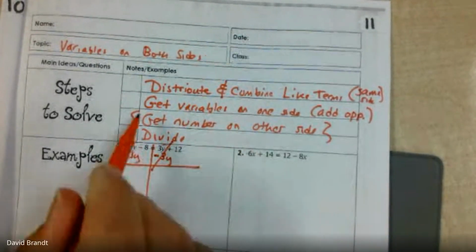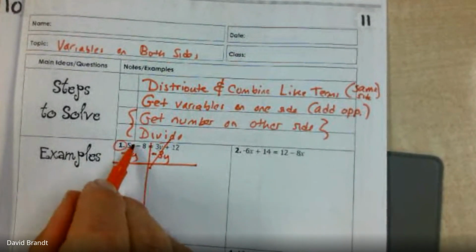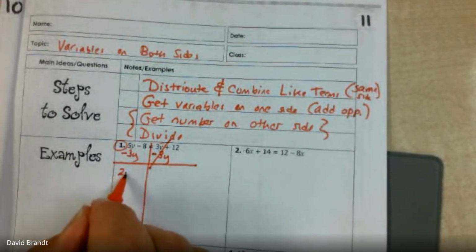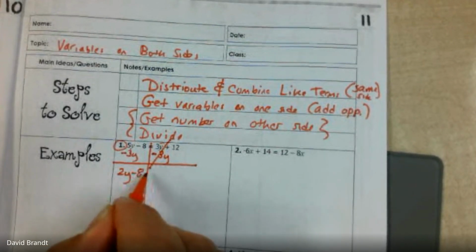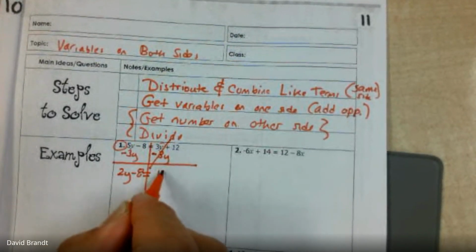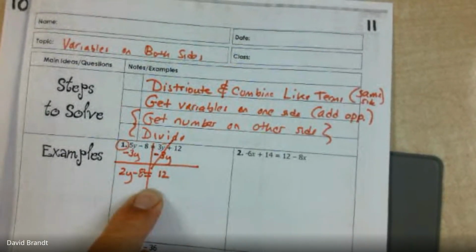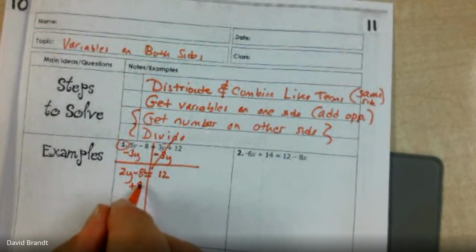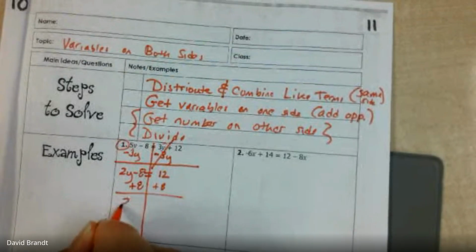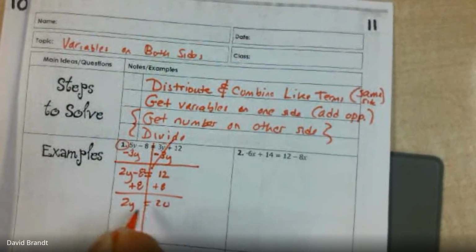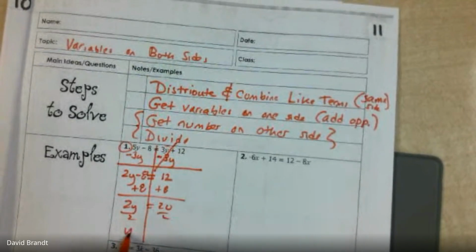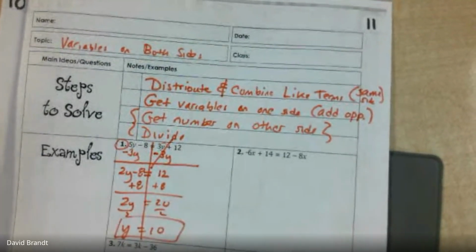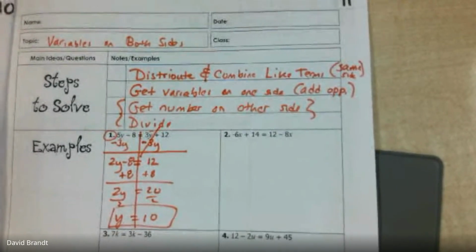What happens to these 3y's? They cancel. Now let's bring down what we have. 5y minus 3y is 2y. Bring down your negative 8. Bring down your equals. Bring down your 12. Now, this is a two-step equation. You should be able to solve this in your sleep, but don't go to sleep. Plus 8, plus 8. This is easy. 2y equals 12 plus 8 is 20. Divide by 2, you get 10. We solved it. Variables on both sides, y equals 10.